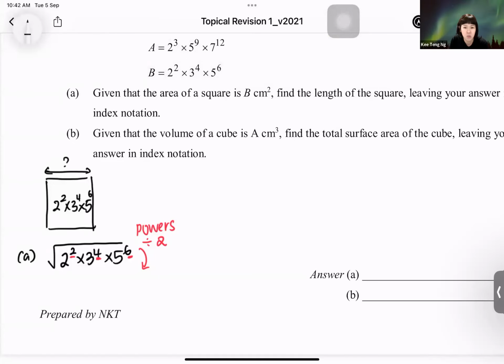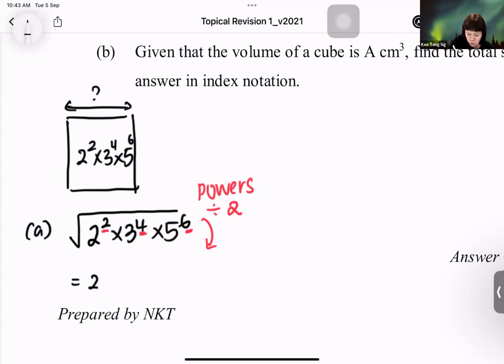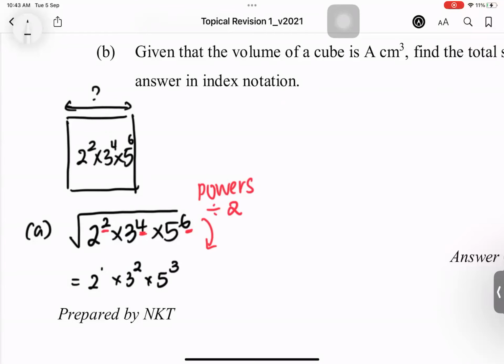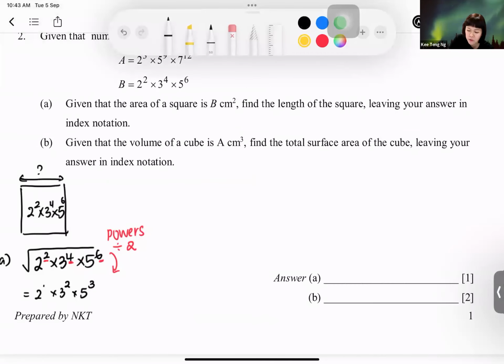All right, so in this case, for square root, we divide the powers by 2. For cube root, we divide the powers by 3. So this one, dividing by 2: 2 to the power 1, 3 to the power 2, and 5 to the power 6 divided by 2 is 3. The power 1 here is invisible, so I leave it like that. But what answer am I going to write? Read the question. They say leave your answer in index notation. So it's 2 times 3 squared times 5 to the power 3. No need to write the 1, it's invisible. So this will be the answer for the first part.